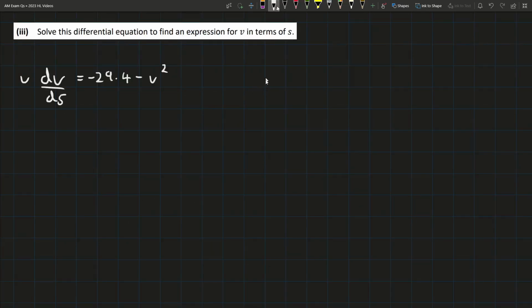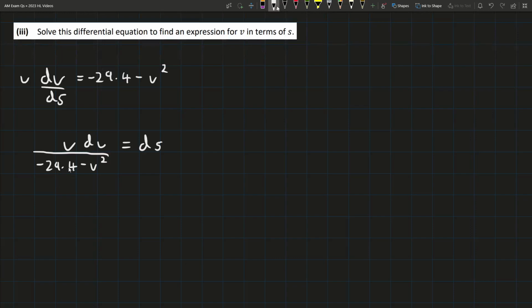So now we're asked to solve the differential equation. The first thing I would do is multiply across by ds, so bring that ds up to the right, and divide by the minus 29.4 minus v squared. So we'll get v over minus 29.4 minus v squared. I just brought that down, and the dv stays there, and then I bring the ds over to the other side.